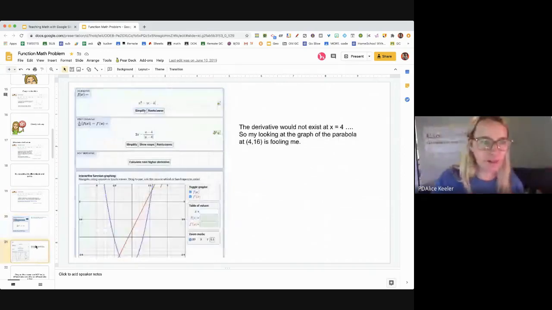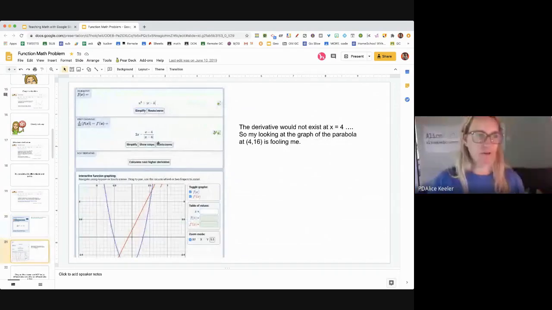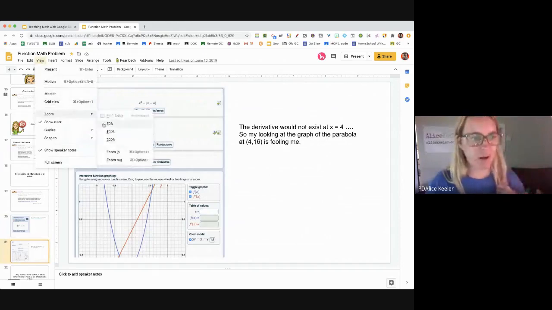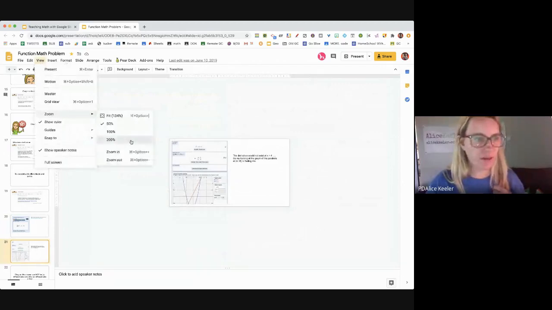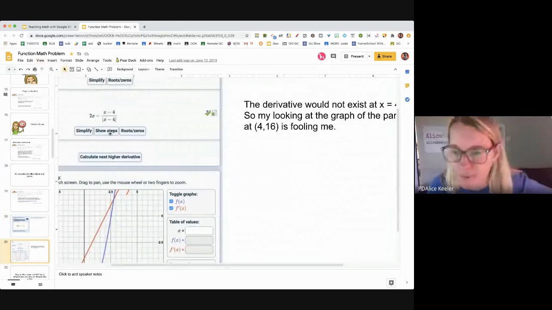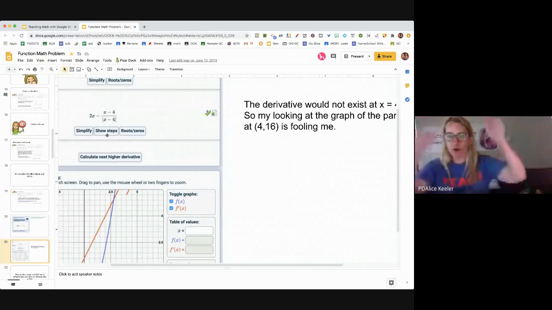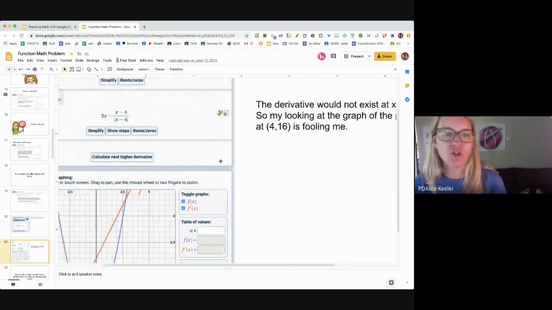Do you see here? If we zoom in. View, zoom. I think this actually makes it smaller. Yeah, okay. View, zoom, 200%. You see what it says right there? You see this? Show steps. There are 5,000 websites that will show your work. Like, these are the steps to do it. So I don't want them to show me the steps. I want them to explain the number sense. What is their logic? So I want screenshots.